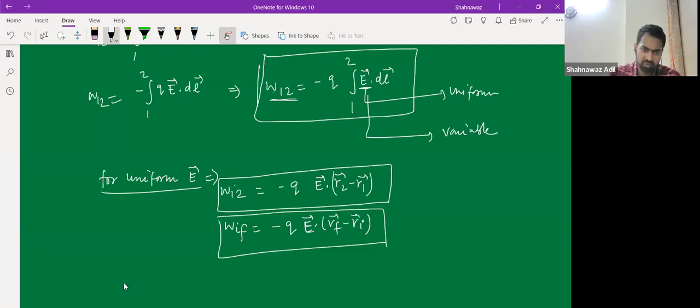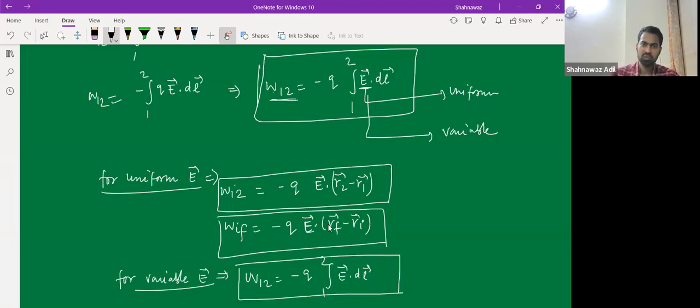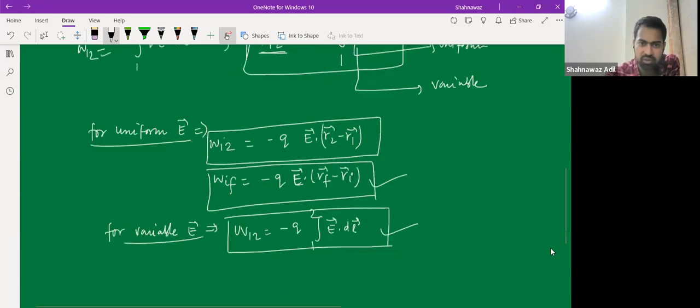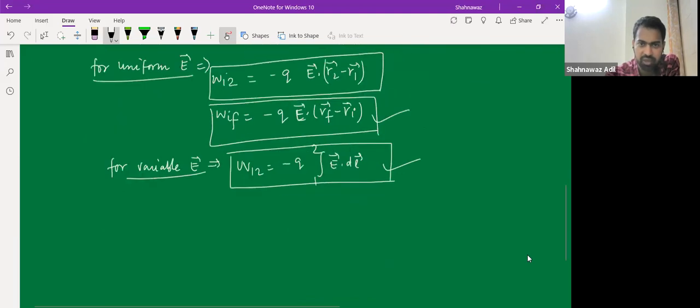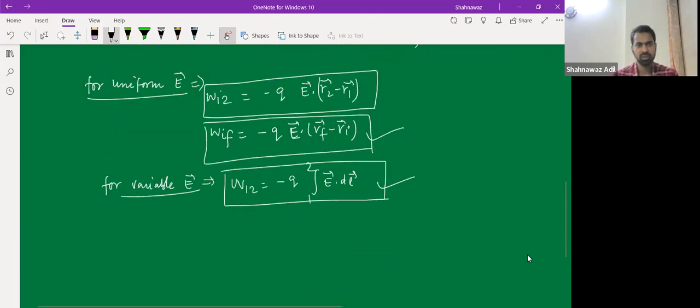And for the variable one, this is the same: W from 1 to 2 is minus Q integral 1 to 2 of E dot DL. So we need to only remember this one and this one. Now let us do some questions based on these two concepts. Please note it down and then we will do some questions.